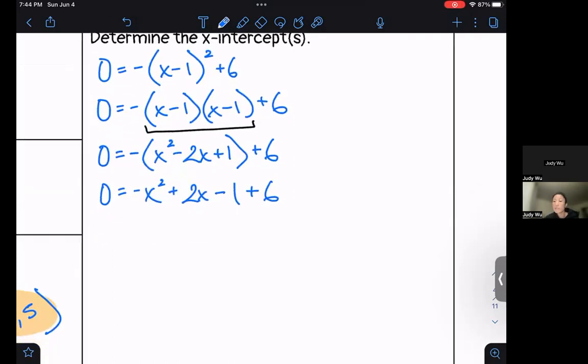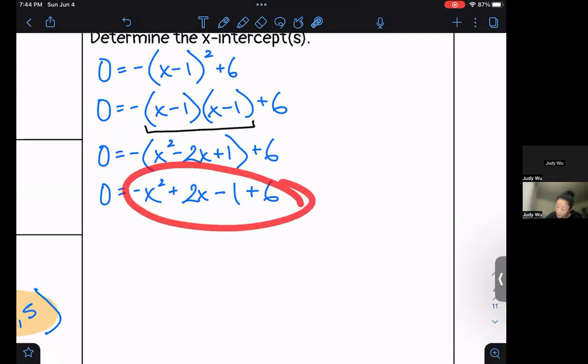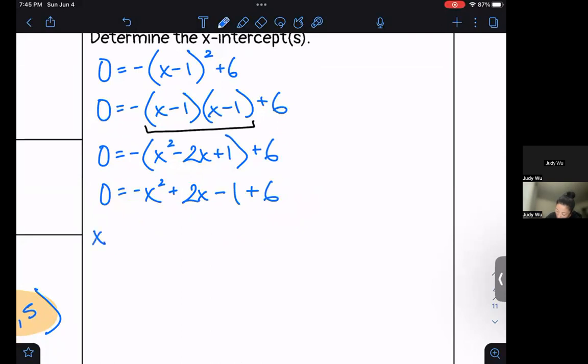Now, I will say this. When I'm factoring, I do not like to factor when the squared term is negative. So I'm going to cheat a little bit. I'm going to take all these terms and I'm going to move it to the other side of the equation, okay? So then I'm going to get x squared minus 2x, and let's see, negative 1 plus 6 is 5, so it would be negative 5 equals 0, okay?